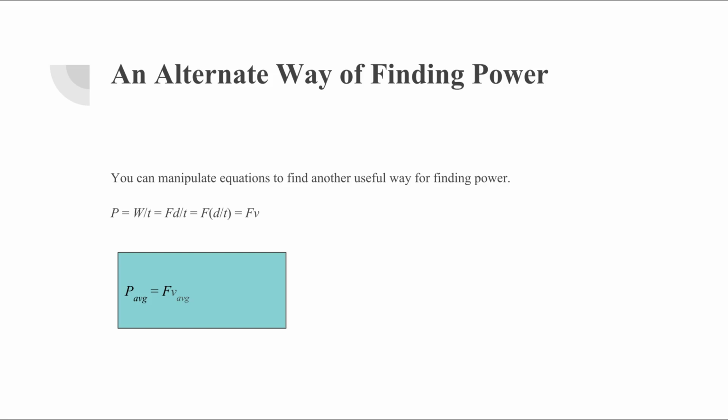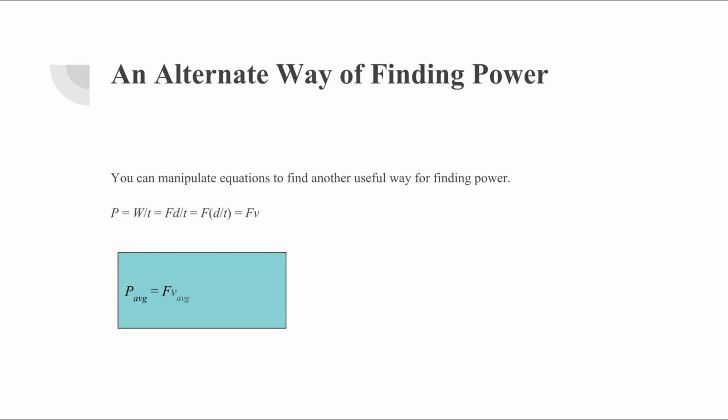You can manipulate the equations to find another useful way of finding power. As you can see here, power is work per time. So we get into definitional work. We're just going to ignore the cosine theta part for now, although there will still be a cosine theta. The final expression is a simple version: FD over T, right?